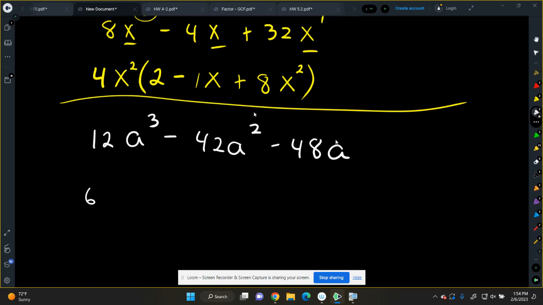Okay, Dominic, what about the A's? Can I take any A's out? No? Okay, why not? Do they all have an A? They all have an A, which means I can take an A out. I just have to figure out how many. So I'm going to take 6A to the first, because this is the smallest exponent there. 6A to the first. Okay.